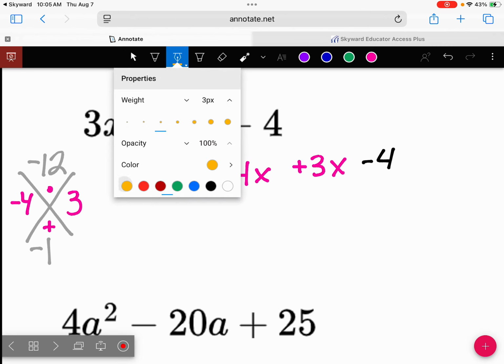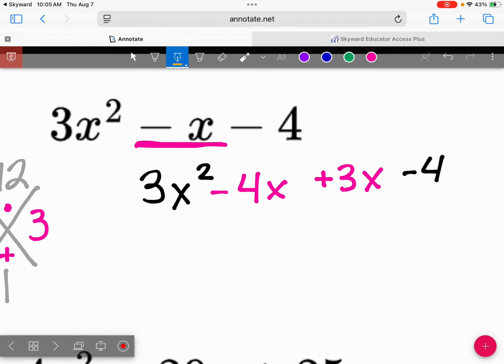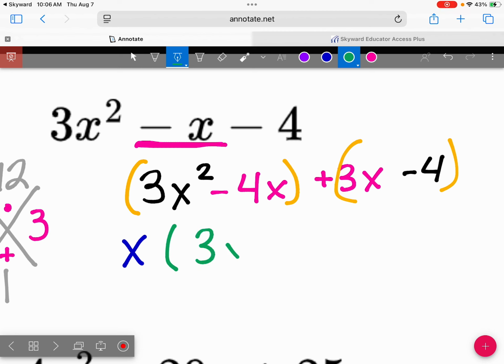When we're factoring by grouping, that's when we break things up into pairs so that I can treat each pair like it has its own little GCF. So when I take what's shared out of these guys, we're just going to have an x, and it's going to leave us with 3x minus 4.